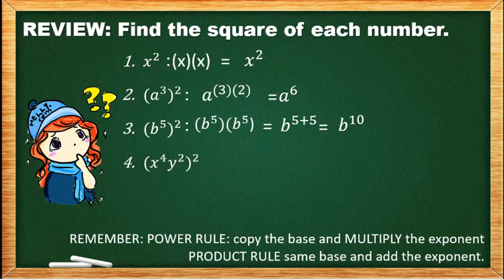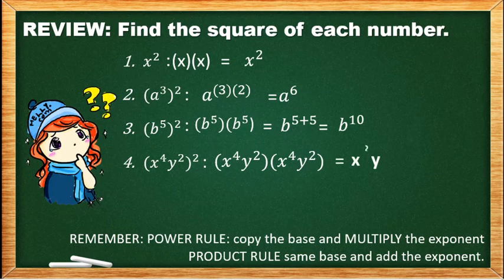Number 4, we have two variables, x raised to 4, y squared, with the exponent outside the parenthesis, 2 or squared. So, let's use the product rule. We will just copy it twice. We have same base of x, same base of y, and the exponents. So, 4 plus 4, 8. For y, 2 plus 2, 4.